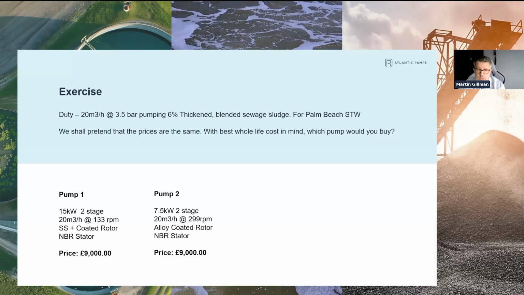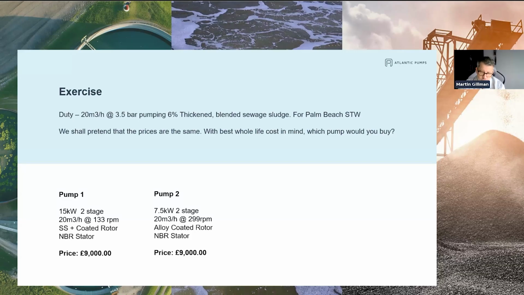Would you buy pump 2? So 7.5 kilowatt, nice and small, much better on the energy use, you might think. That's also 2-stage, does the right flow. It delivers that flow at 299 RPM. It's a much smaller pump. It's got an alloy coated rotor. And the same, it's got an NBR stator.